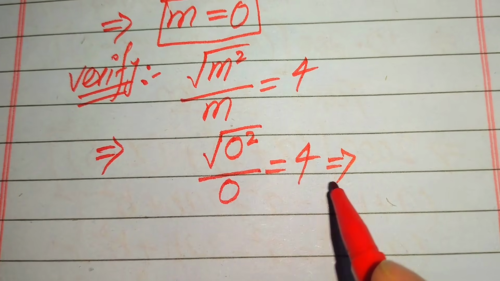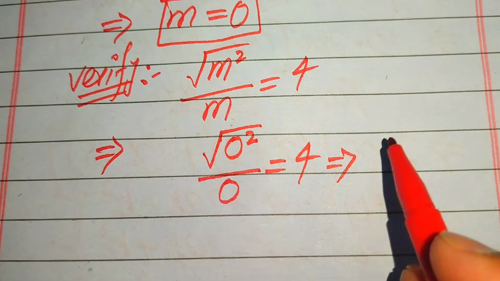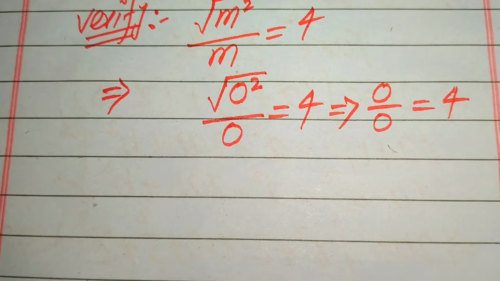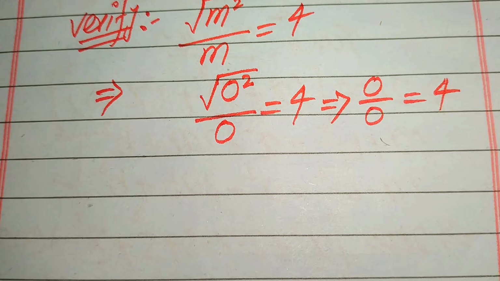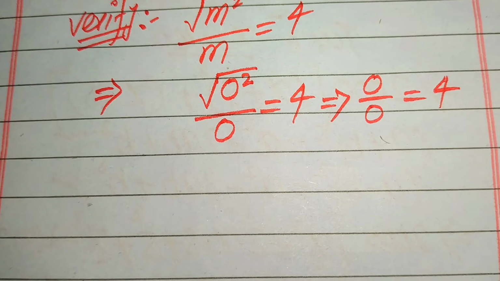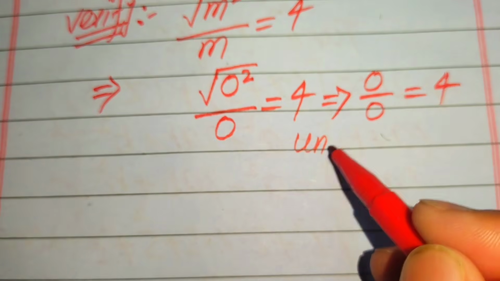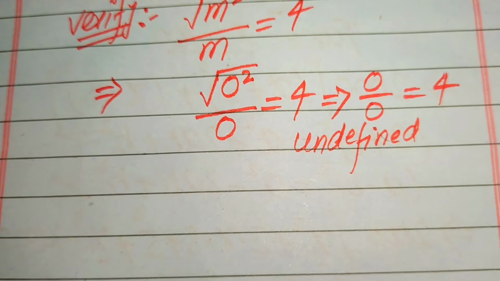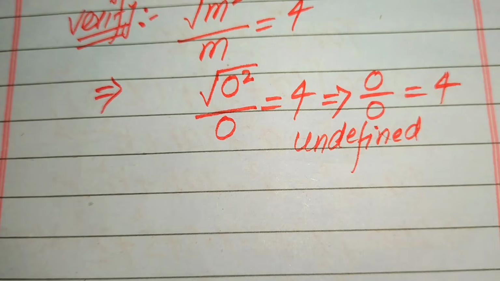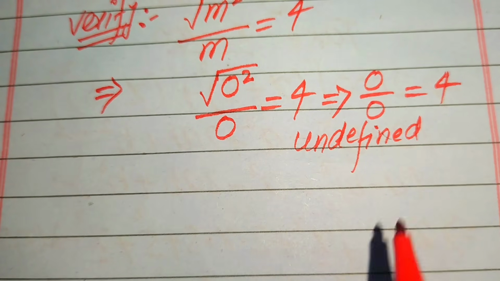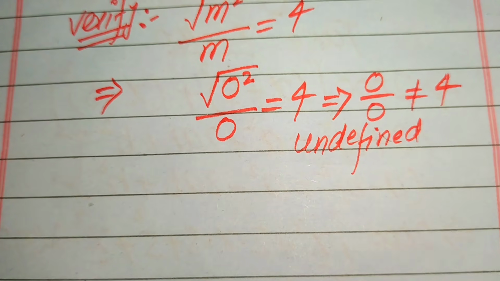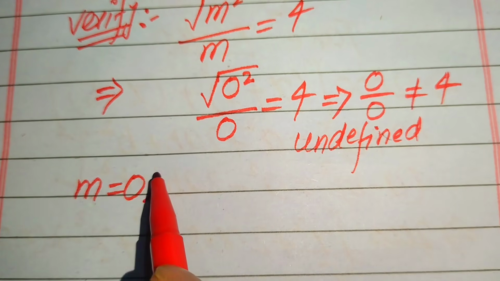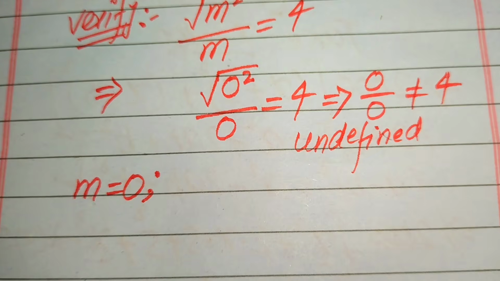And this implies that this 0 square becomes 0, and we get here the 0 over 0 form. So the 0 over 0 form is usually called an indeterminate form, or in other words we say that it is an undefined form. So if our left hand side is undefined, this means that both of the sides are not equal, and if both of the sides are not equal, this concludes that the value m is equal to 0 does not satisfy our given question statement.